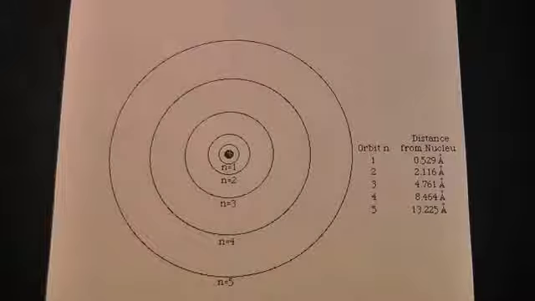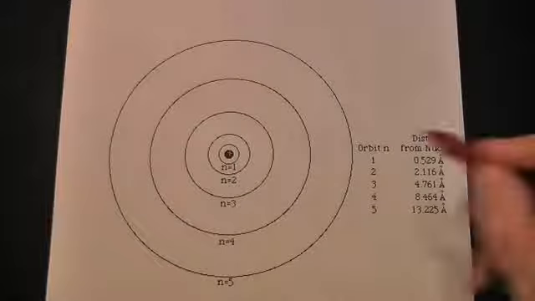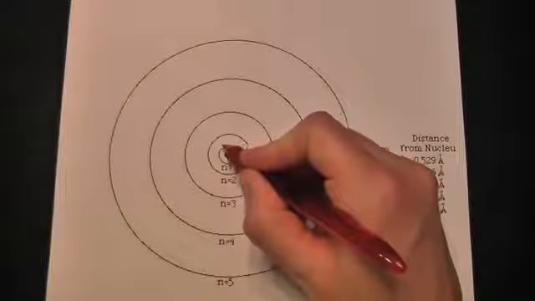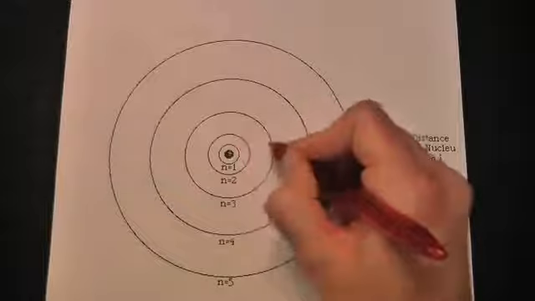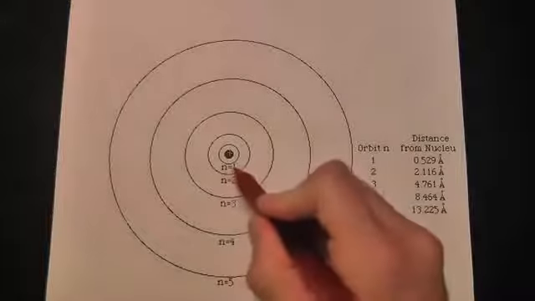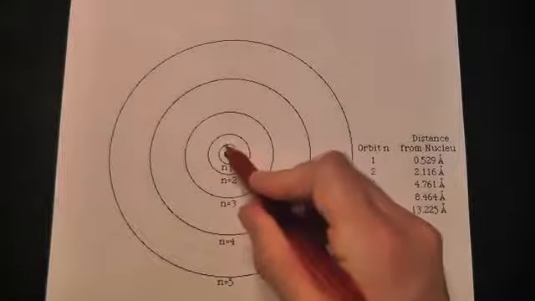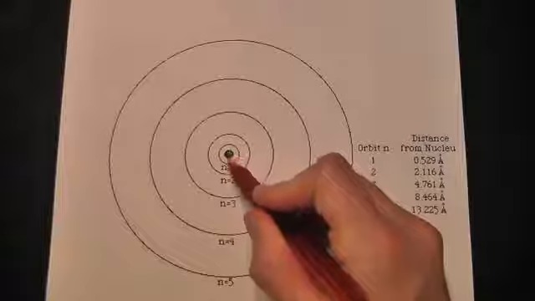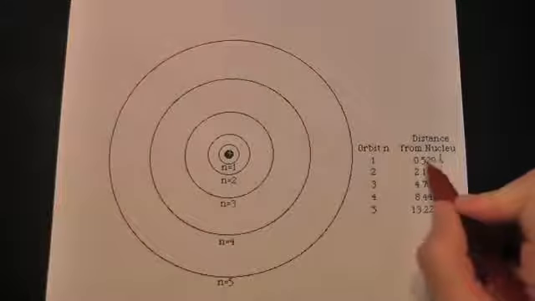This is a picture of the Bohr model of the hydrogen atom. So let's take a look. Here's the nucleus, and then each of these rings represents a fixed orbit that Bohr proposed. Now these orbits are quantized, meaning there's nothing in between. It's just a specific value for each orbit. So n equals 1 represents the first orbit, and that is always a certain distance from the nucleus. That distance is listed here.